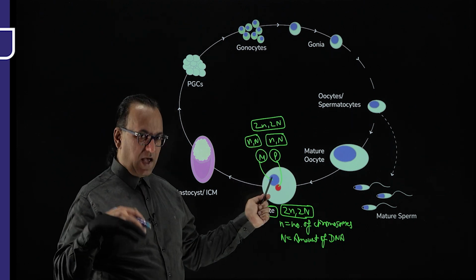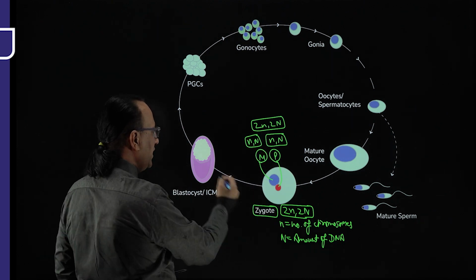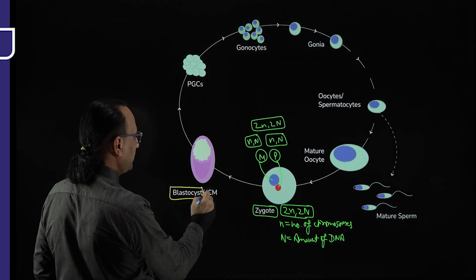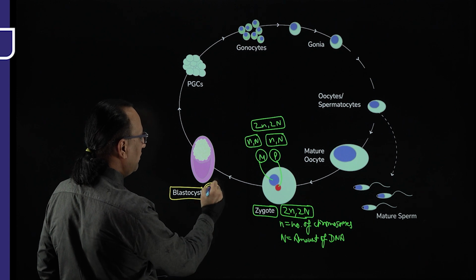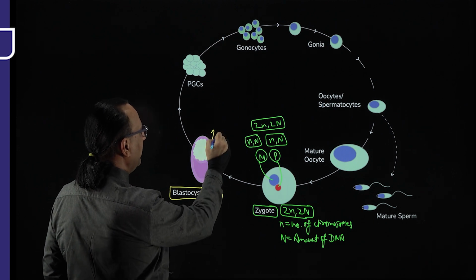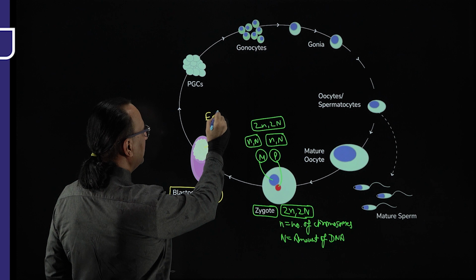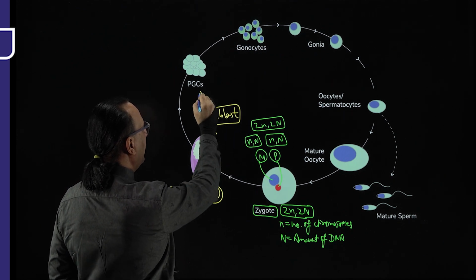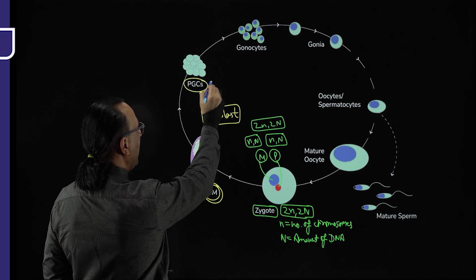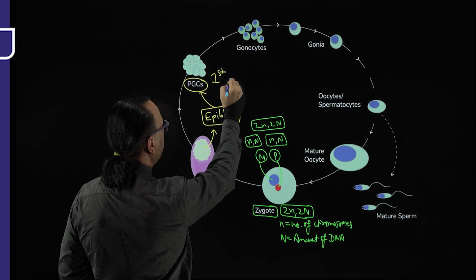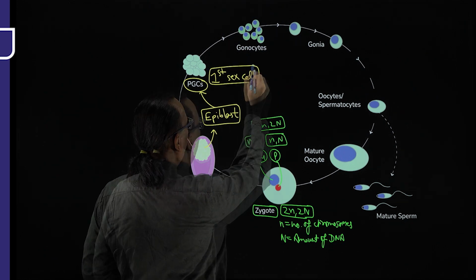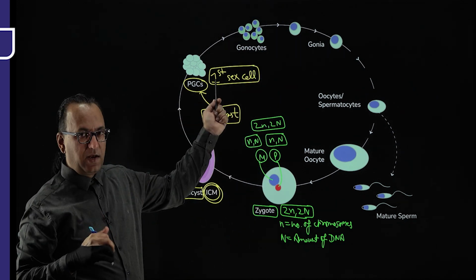Now, as the zygote is dividing continuously, it is going to form what is called the blastocyst. The blastocyst will have inner cell mass, and in the inner cell mass we will have the epiblast cells. These epiblast cells will then go on to form the primordial germ cells, and primordial germ cells are the first sex cell of our body. They have the capacity to form either the male or female gametes.